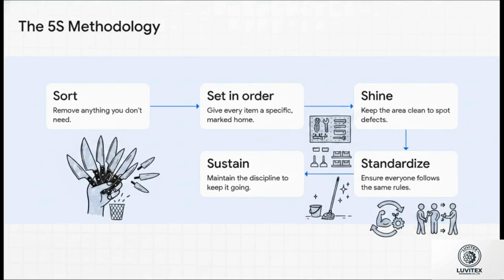So, to fix that messy kitchen or a highly disorganized factory floor, we use the 5S methodology. It's a really straightforward step-by-step process. First, you sort, removing anything you don't need, like those 11 extra steak knives. Then, set in order, giving every single item a specific marked home. Shine means keeping the area perfectly clean so any defects stand out immediately. Standardize ensures everyone follows the exact same rules. And finally, sustain is the discipline to keep it all going. 5S is the bedrock of a visual workplace because it immediately eliminates those wastes of motion and waiting.